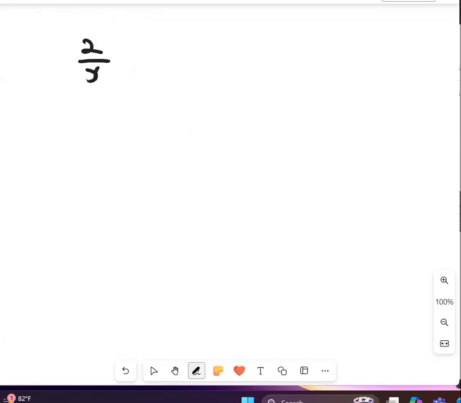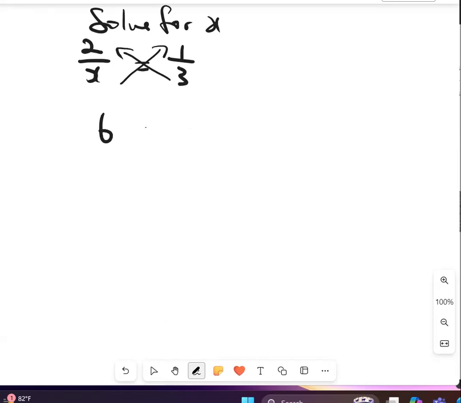It can get a little funny too, like if you have this: 2 over x equal to, let's say, 1 over 3. In this case, you can do your literal cross multiplying, so you get 6 is equal to x. X is 6.